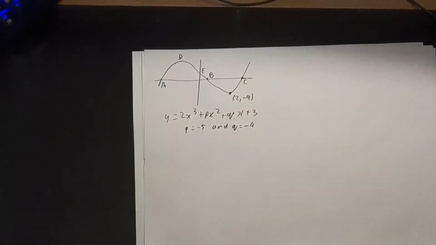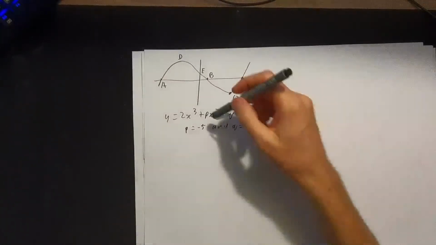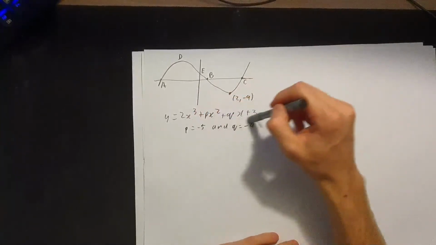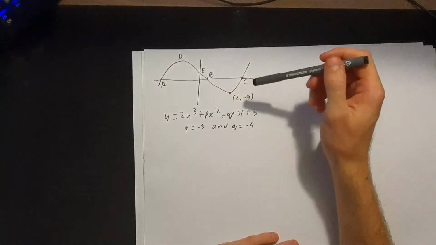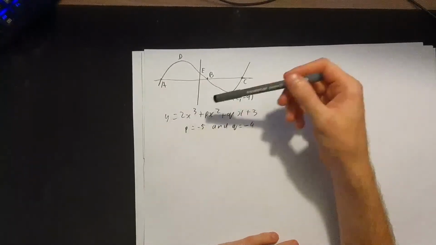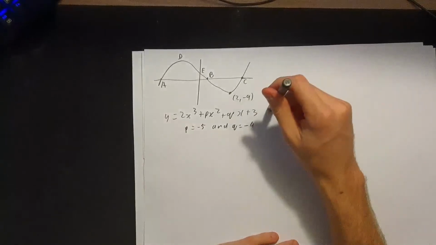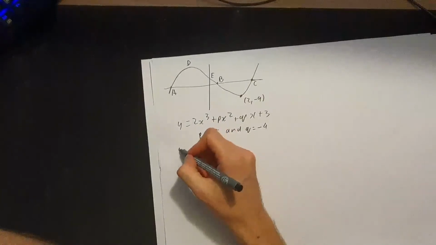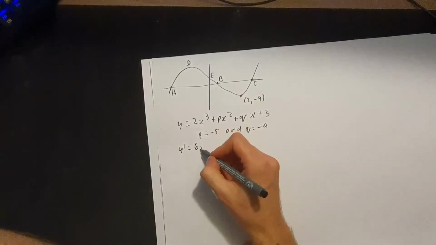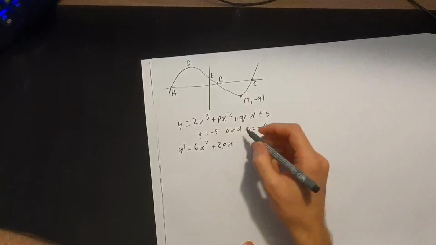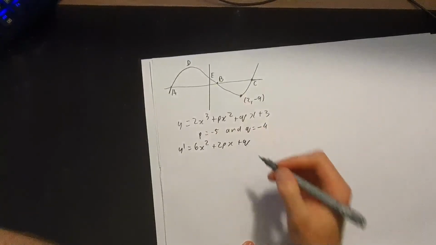When doing these questions, it's going to be simultaneous equations. You've got 2 unknowns, which means you need 2 equations. So here's one equation. We can substitute the point given to us into the equation. That will give us our first equation to find p and q. The second one is you have to take the derivative. So let's just take the derivative now, and then it's out of the way. y prime equals 6x squared plus 2px plus q.